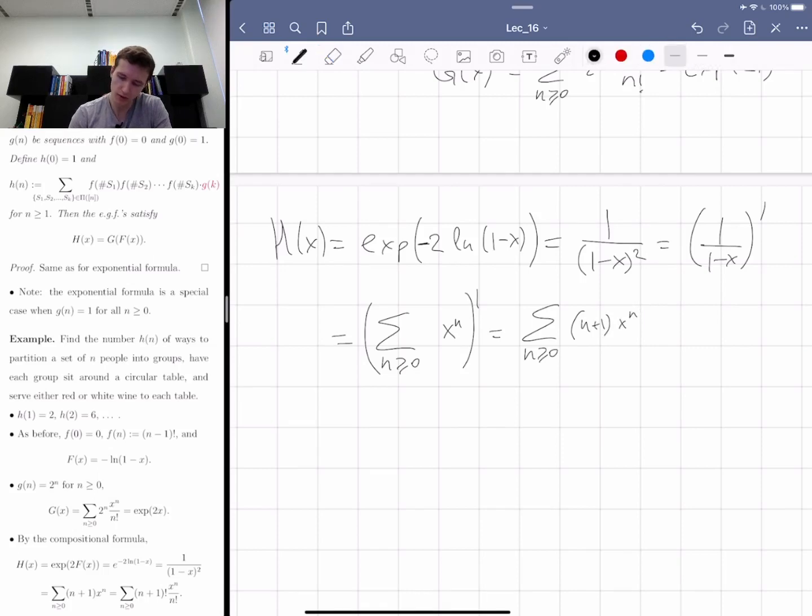Right, so I'm going to take the derivative of x to the n plus 1 here, and I get n plus 1 times x to the n, and now n runs from 0 to infinity. But still I have to take the coefficient of n of x to the n over n factorial. So it's x to the n over n factorial multiplied by n plus 1 factorial. So the answer is the new h of n is n plus 1 factorial.